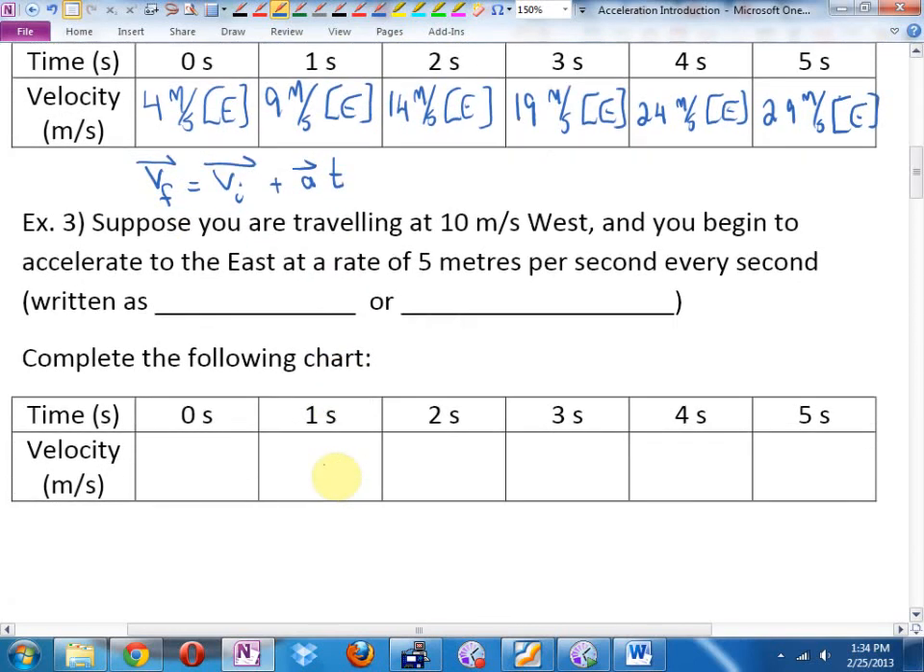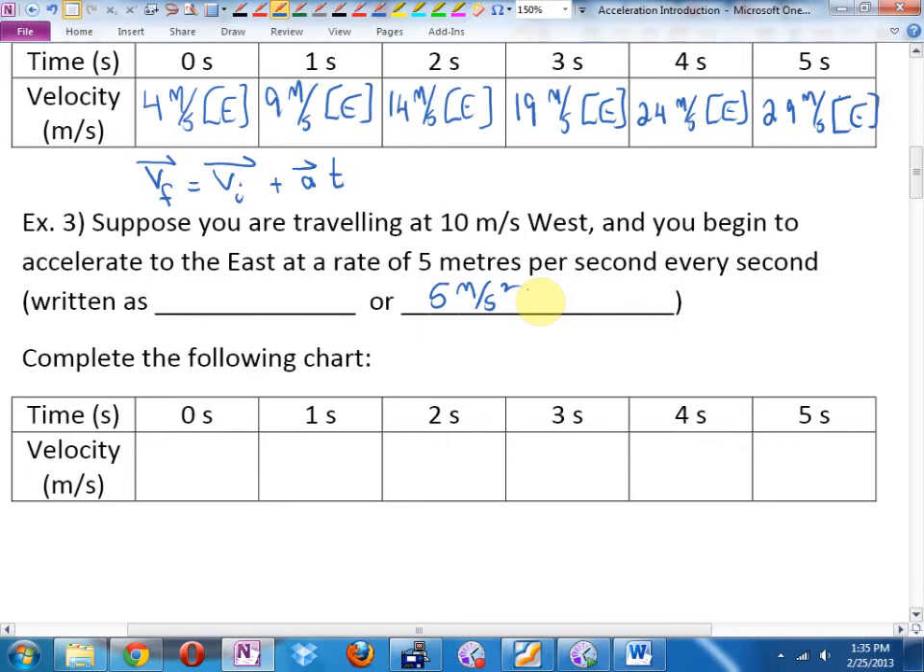Example 3. Suppose you start out traveling at 10 meters per second west, and you begin to accelerate to the east at a rate of 5 meters per second, written as 5 meters per second squared. What's your velocity at time 0? How would I write 10 west if I didn't want to write the word west?